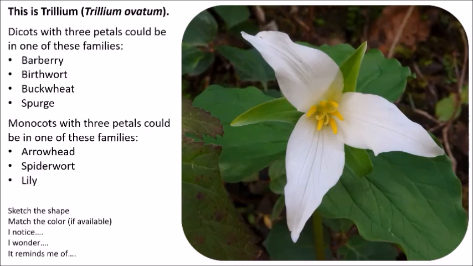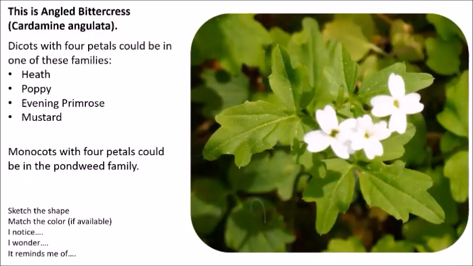Oh, I forgot to mention, it's all right here on the slide, but this is a trillium. This is a native plant. They are in bloom right now in my area, and they are in the lily family. Okay, so now our next plant here is angled bittercress, also a native plant. Not in bloom yet. They're in the mustard family.